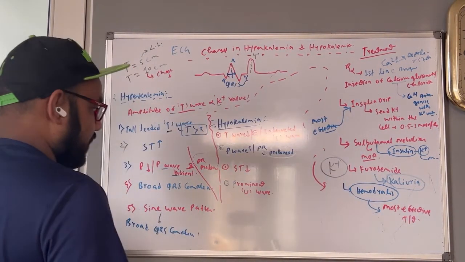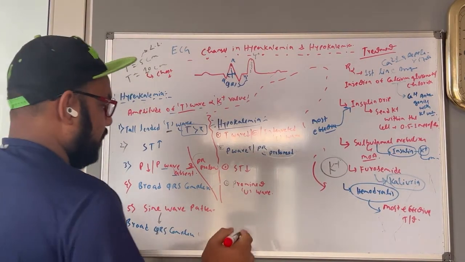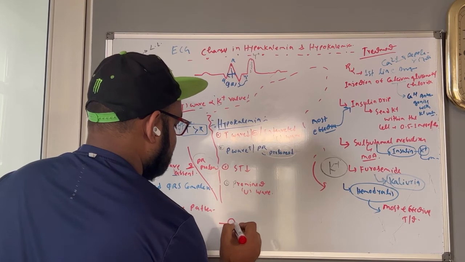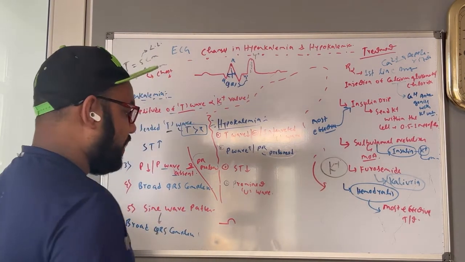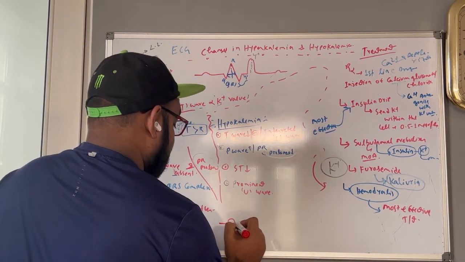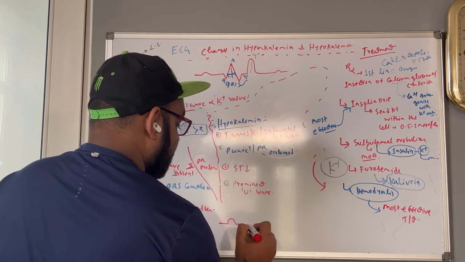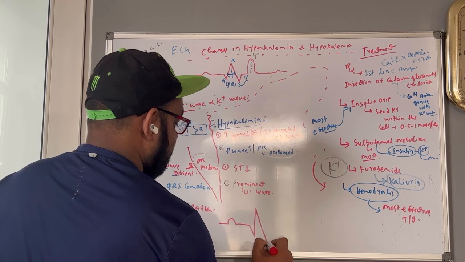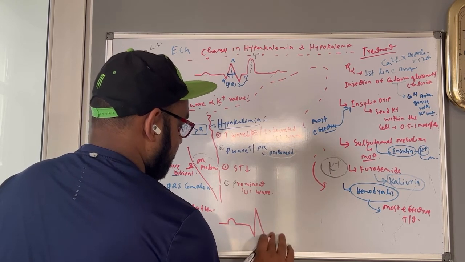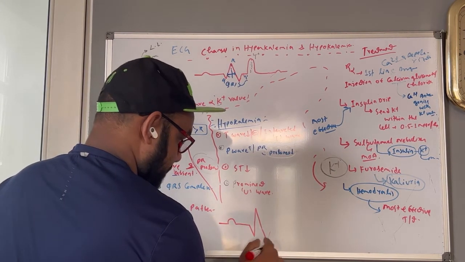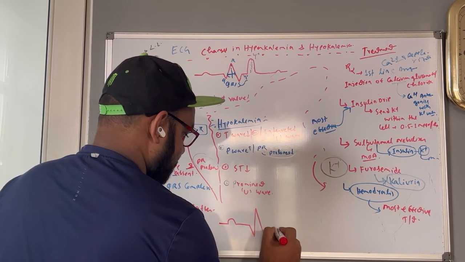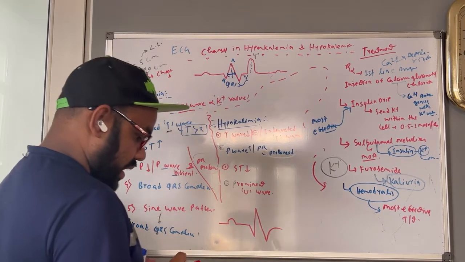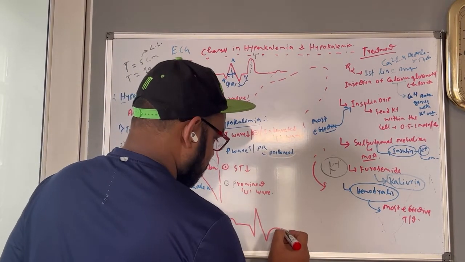As far as the ECG is concerned, the P wave will be normal, or sometimes the height of the P wave will be greater than normal. Then we'll get PR prolongation. Then we'll get the ST segment depression over here.